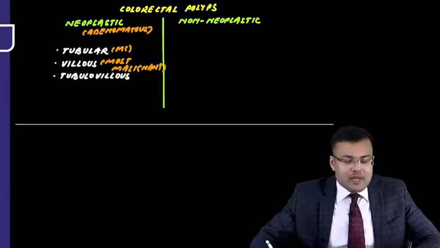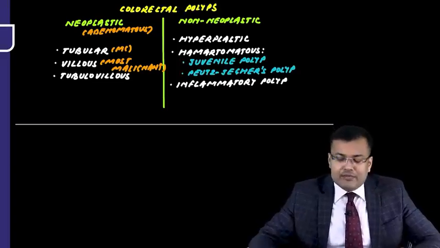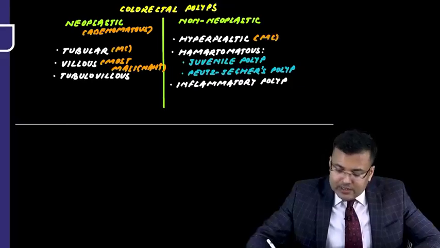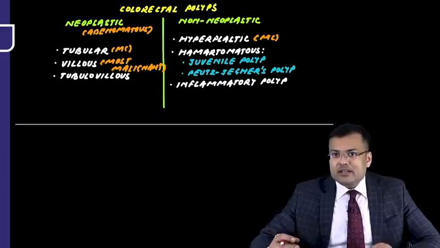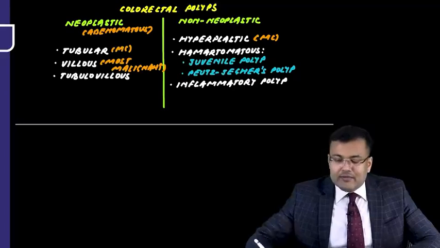Now see the non-neoplastic polyps. The most common type of non-neoplastic polyp is hyperplastic, which is actually overall the most common. The second type is hamartomatous, which is further divided into juvenile polyp and Peutz-Jeghers polyp. And the third is inflammatory polyp.